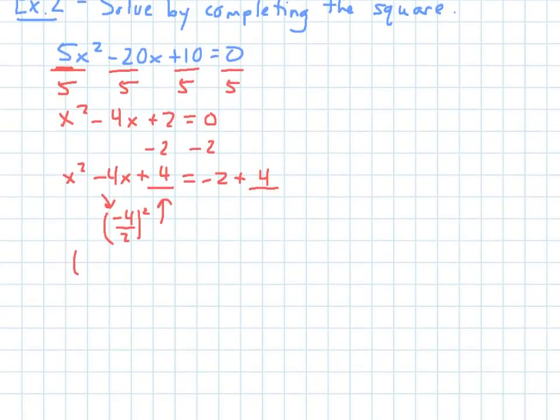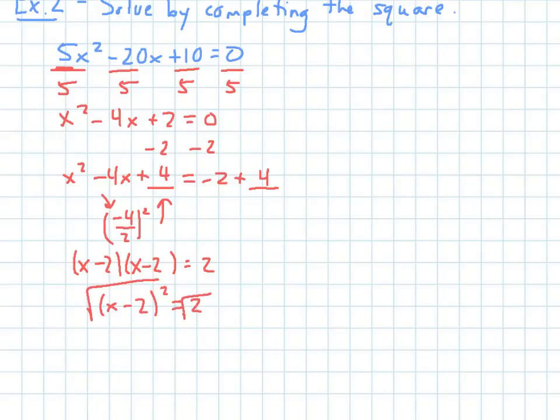Half of negative 4 squared would be 4, and then I add both sides by 4. Okay, so now what I got before I squared was negative 2, so I put x minus 2, and then negative 2 plus 2 would be 2 on the other side. So I have two x minus 2's multiplied to each other, so I can say x minus 2 squared is equal to 2.